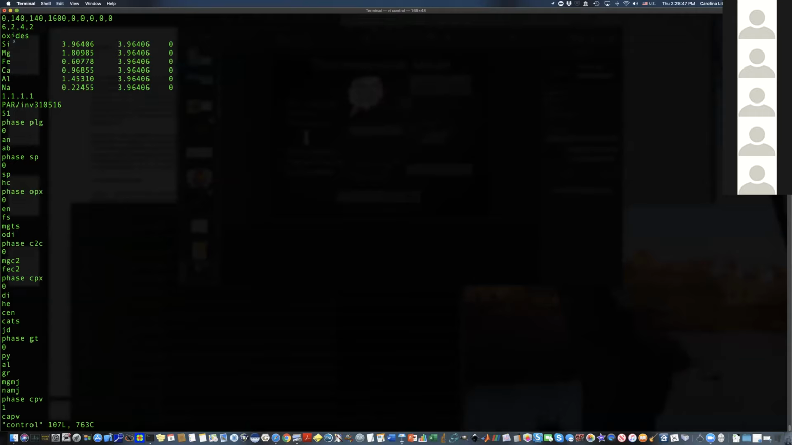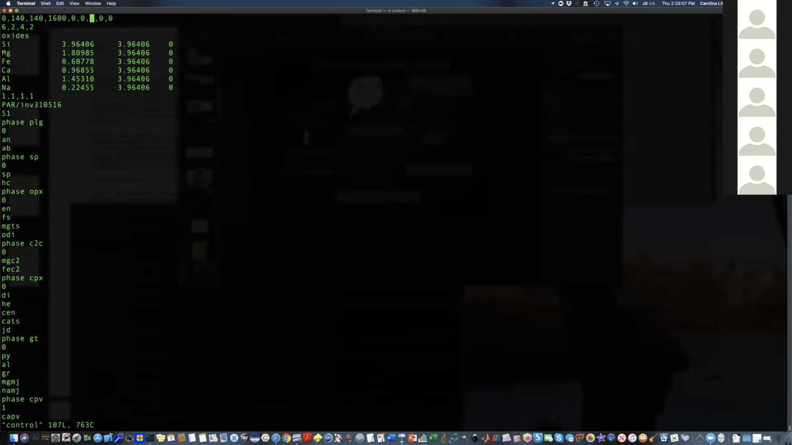Then you have some information here, 6242. So the 6 corresponds to the oxides. So that corresponds to the bulk composition. And then some of these numbers now I've forgotten. I think they have to do with how you want to do the compositional steps. You know, we don't use them.